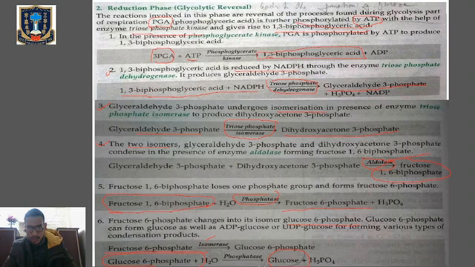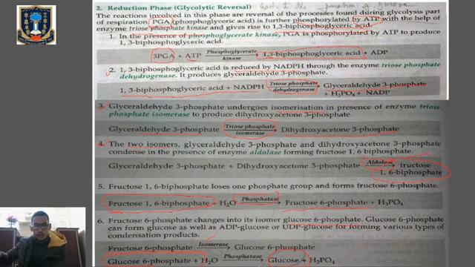glyceraldehyde 3-phosphate. Okay. And glyceraldehyde 3-phosphate undergoes isomerization to form dihydroxyacetone 3-phosphate in the presence of the enzyme triose phosphate isomerase. Now the two isomers, that is glyceraldehyde 3-phosphate and dihydroxyacetone 3-phosphate, will undergo condensation in the presence of the enzyme aldolase to form fructose 1,6-biphosphate.